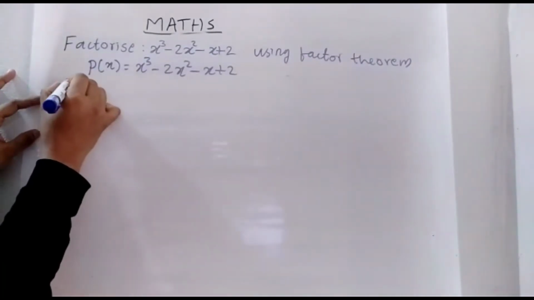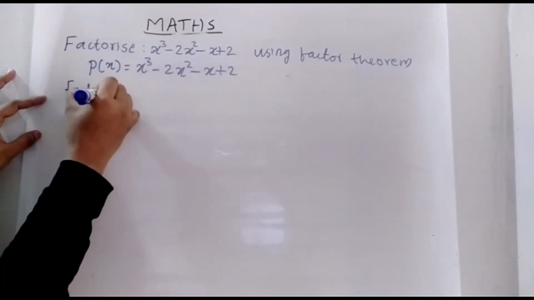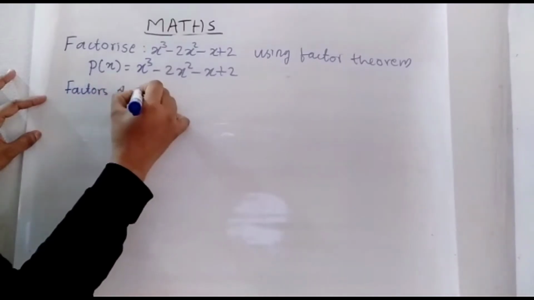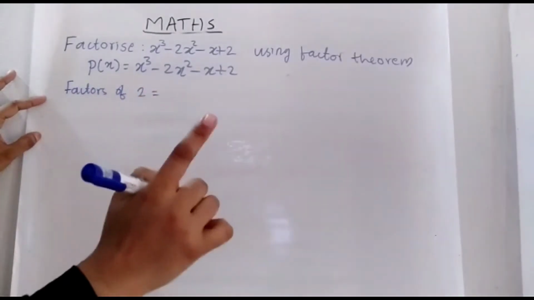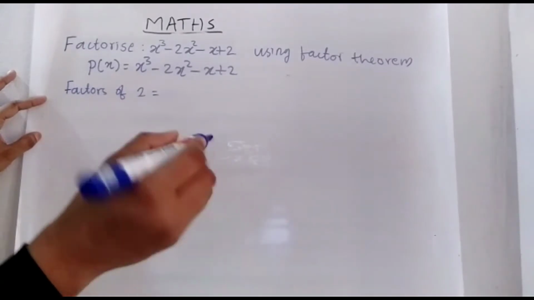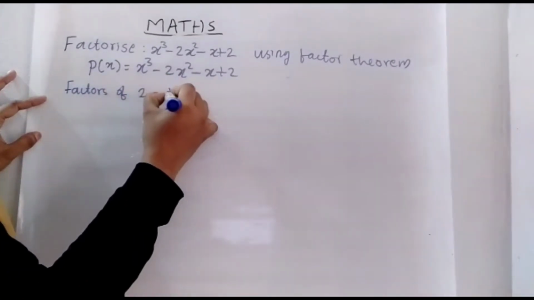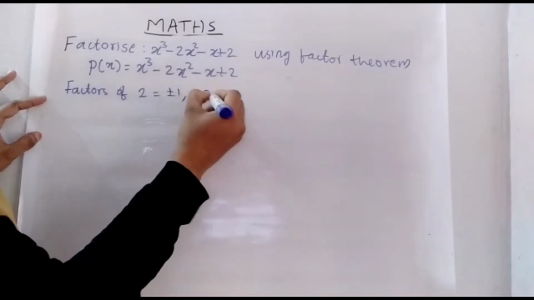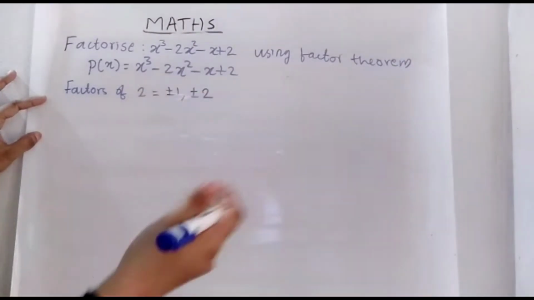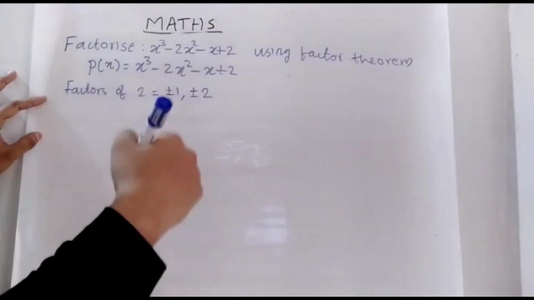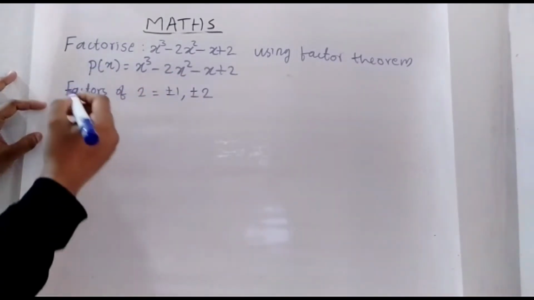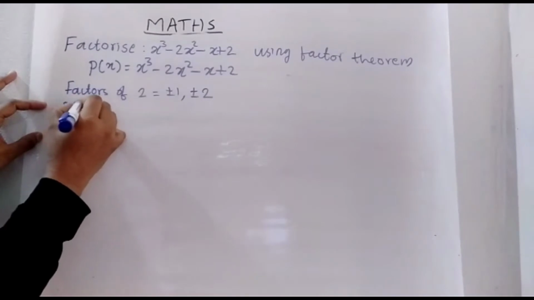Factors of 2 is equal to, which are the factors of 2? 1 and 2. So we can write plus or minus 1, plus or minus 2. Let's check one by one. That is p of 1, p of minus 1, p of 2, p of minus 2. Clear? So first, p of 1.